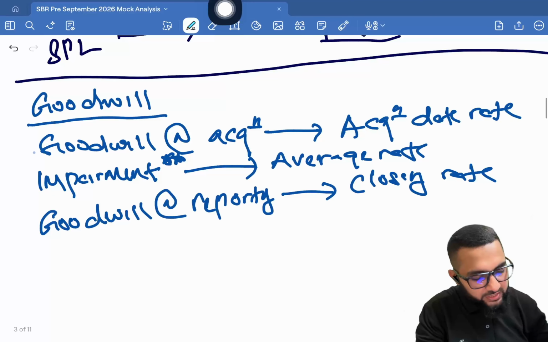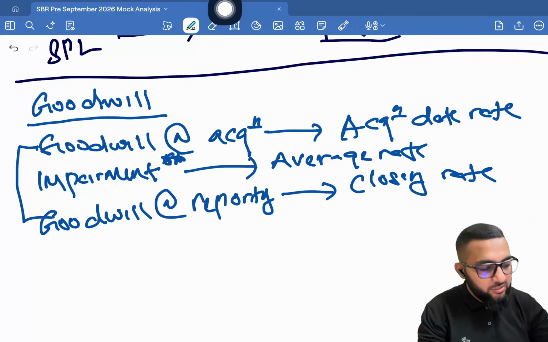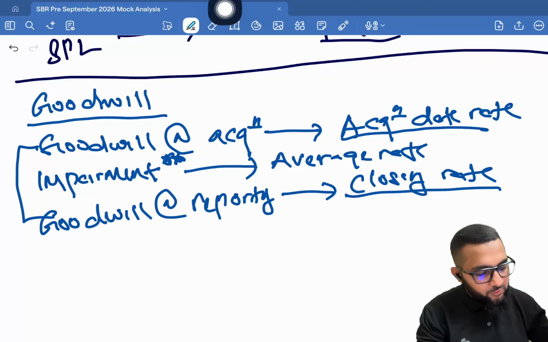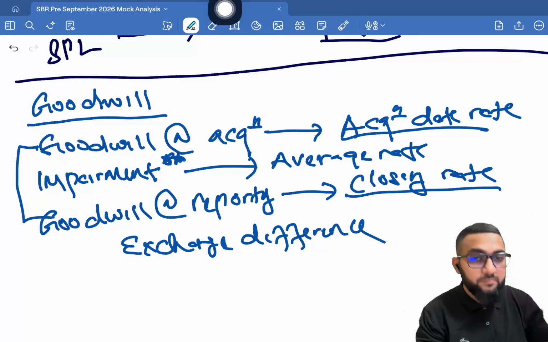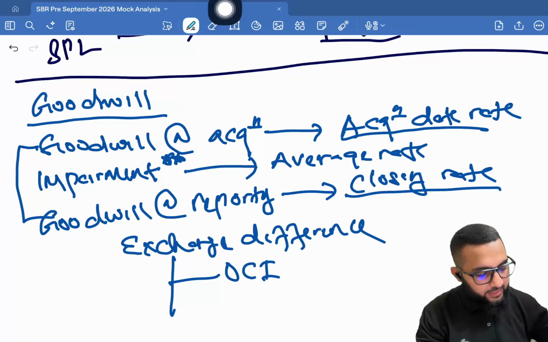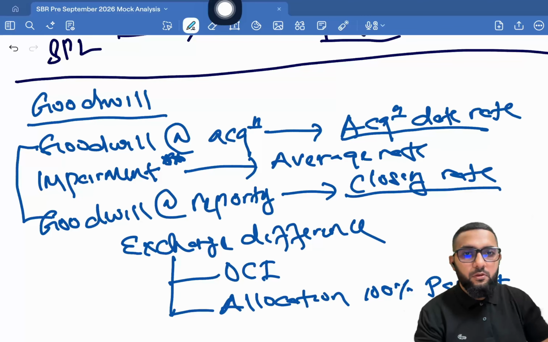So when you have goodwill at acquisition translated at the acquisition rate, then goodwill at reporting date translated using the closing rate, there is going to be an exchange difference. That will be parked under OCI, allocated 100% to the parent.